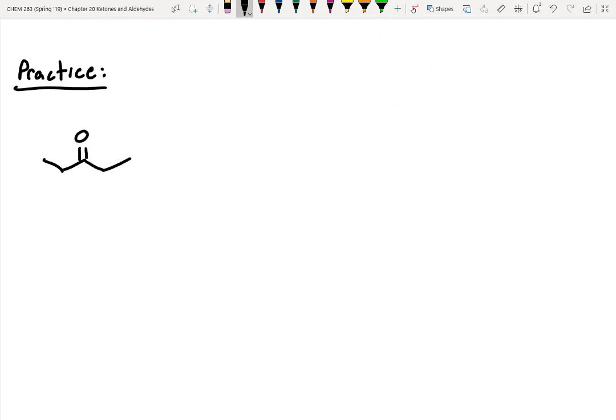So we got this ketone. What ketone would this be? What's its name? You could call it ethyl ketone, although people might look at you a little funny. What's the IUPAC name? 3-pentanone, right? So this would be 3-pentanone.